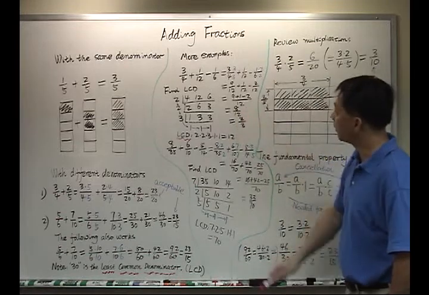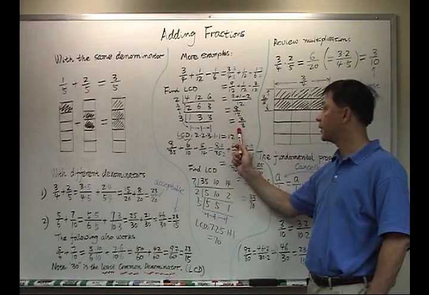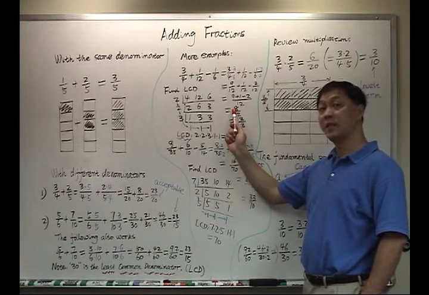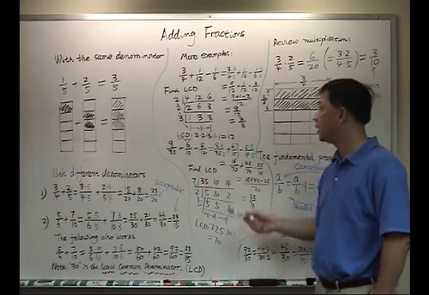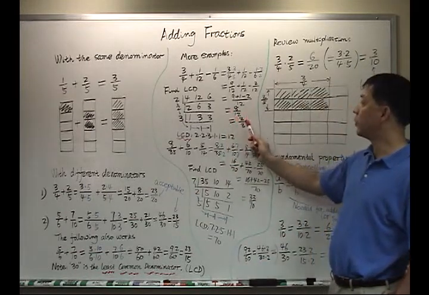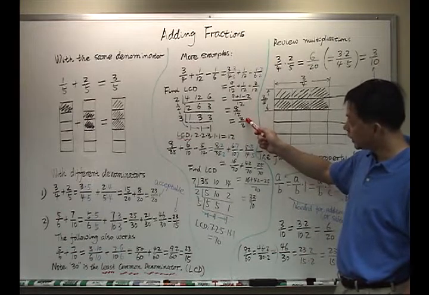8 over 12. You need to reduce this one to the lowest terms. Because 8 can be divided by 4, which is 2. 12 can be divided by 4, you have a 3. So the final answer is 2/3.